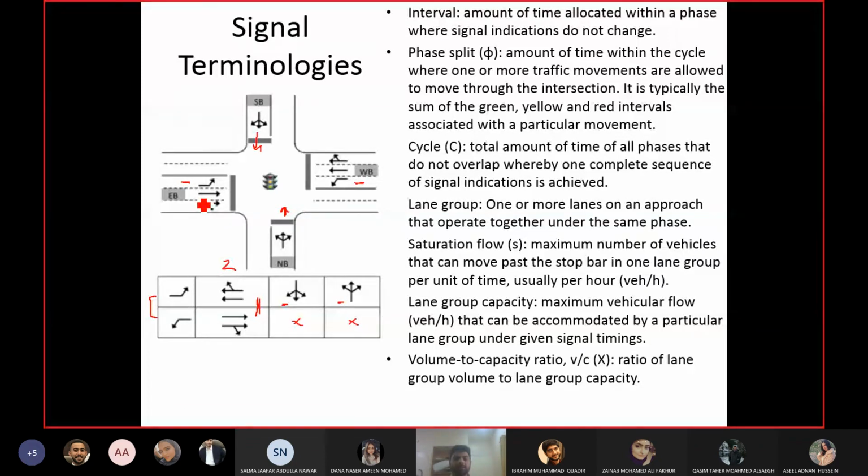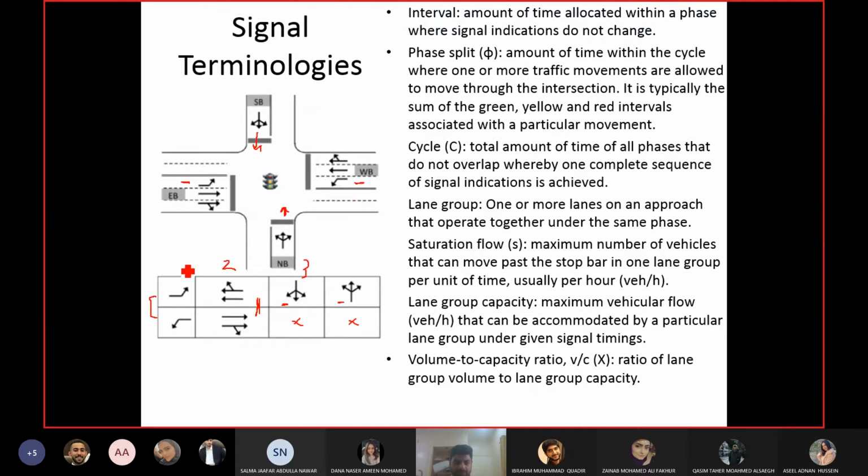Then if you come to the next phase, let me call it 3. In phase number 3, you have only southbound, and this is one lane only. So again in phase number 3, you have only one lane group because no other approach is operating. So this is a very good example where you can see two lane groups in one phase.